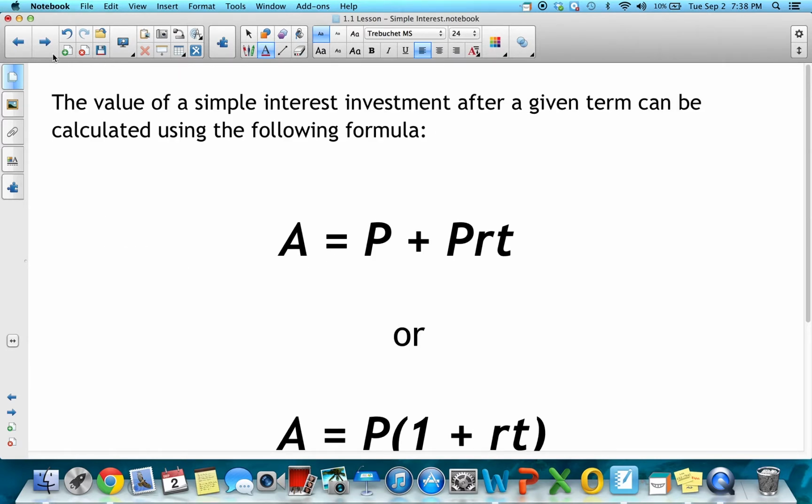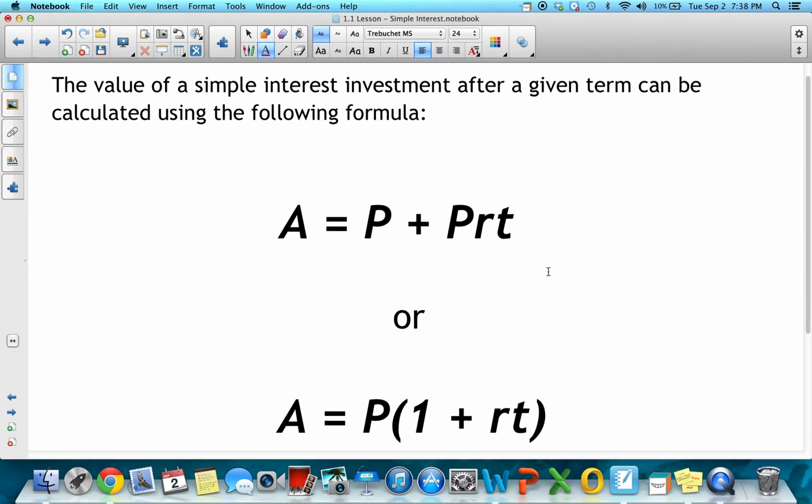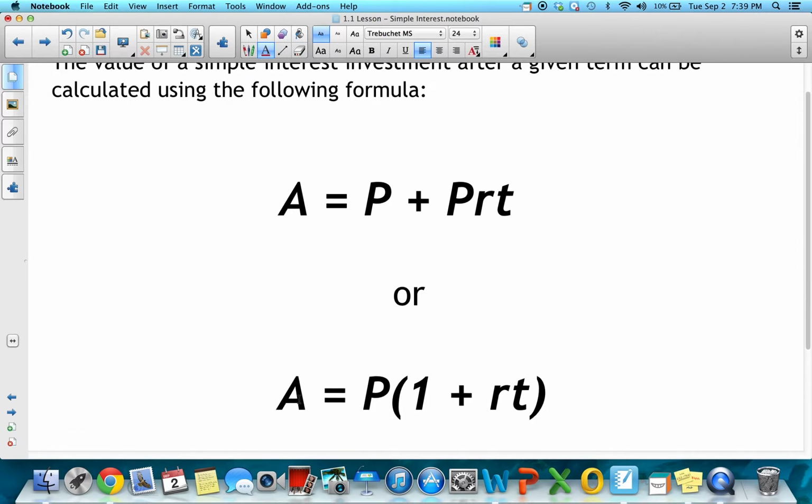The next part is the value of a simple interest investment after a given term can be calculated using the following formula. So now we're looking at A is equal to P plus PRT. Another way to write that formula is A is equal to P times (1 plus RT). All we did in this second formula was factor out the principal and write the rest in brackets.